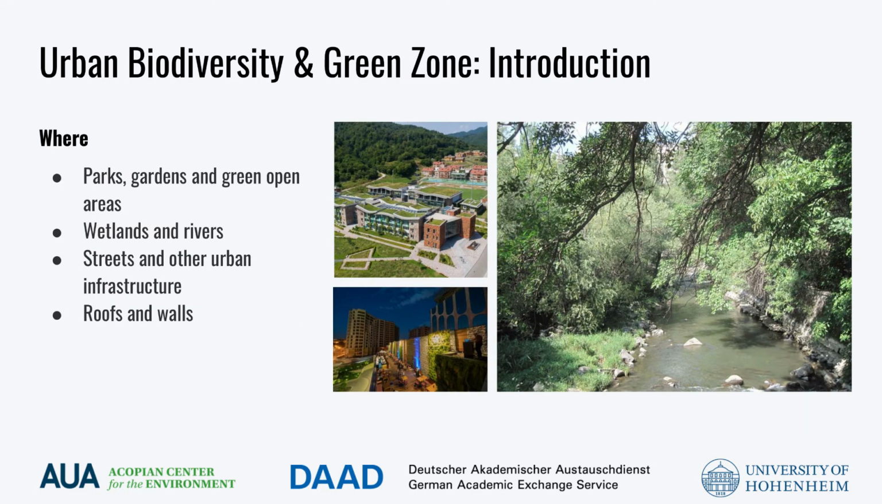Biodiversity can be found almost everywhere: in wetlands and rivers, parks and gardens and green areas, streets, rooftops, walls, and even sanitation facilities such as refuse disposal sites or wastewater treatment facilities. Through proper planning and design, these areas can support and enhance biodiversity and help eliminate or manage threats to it.